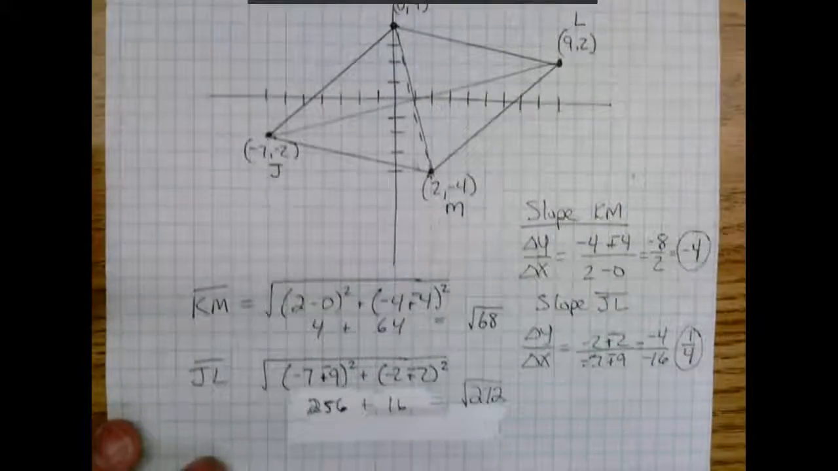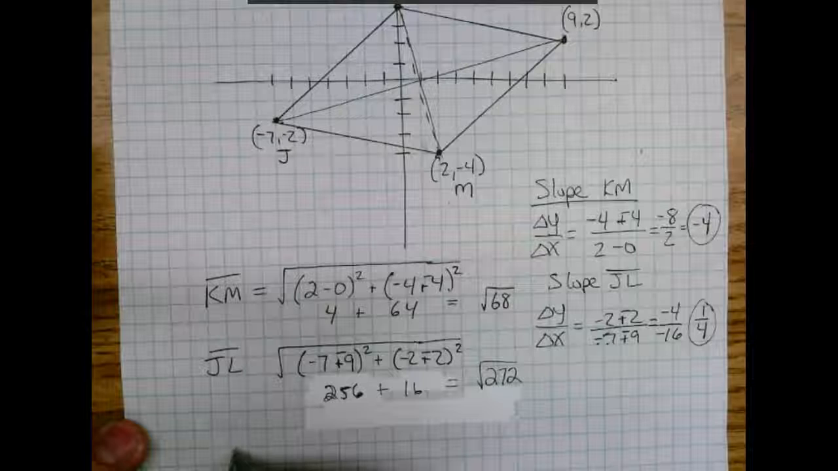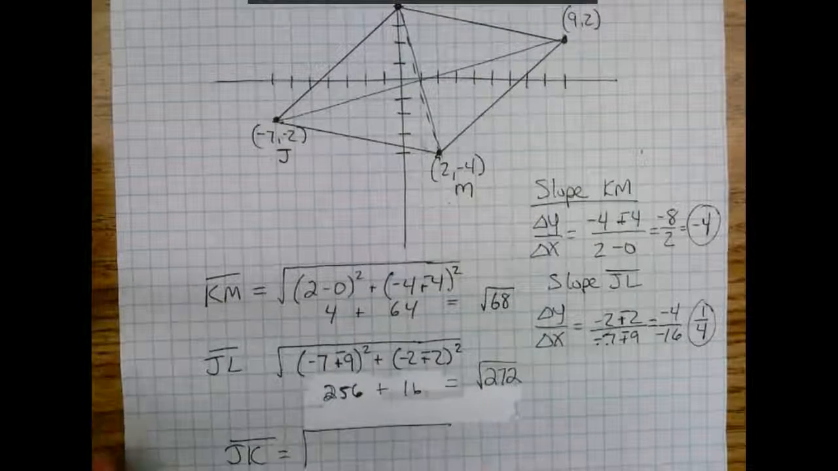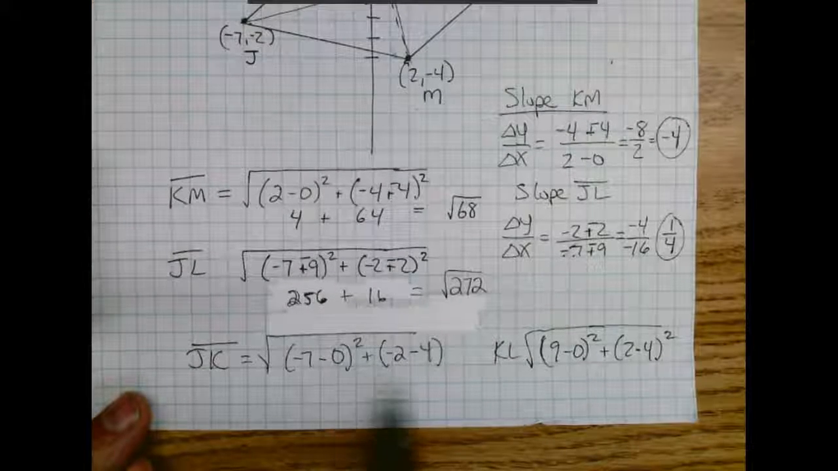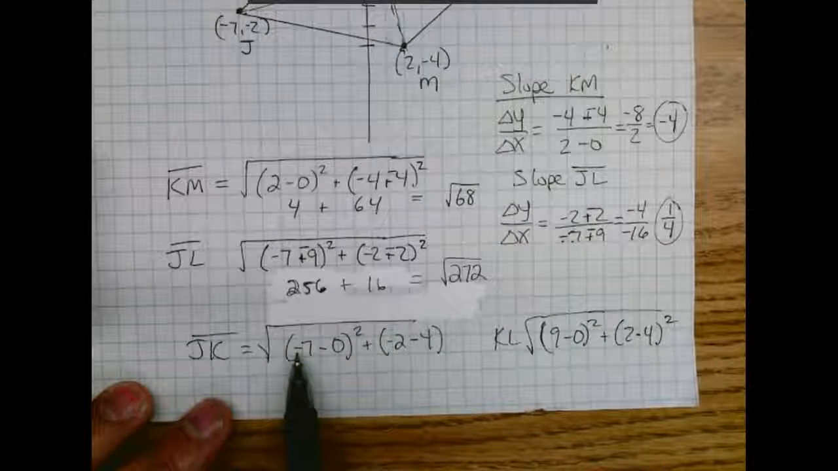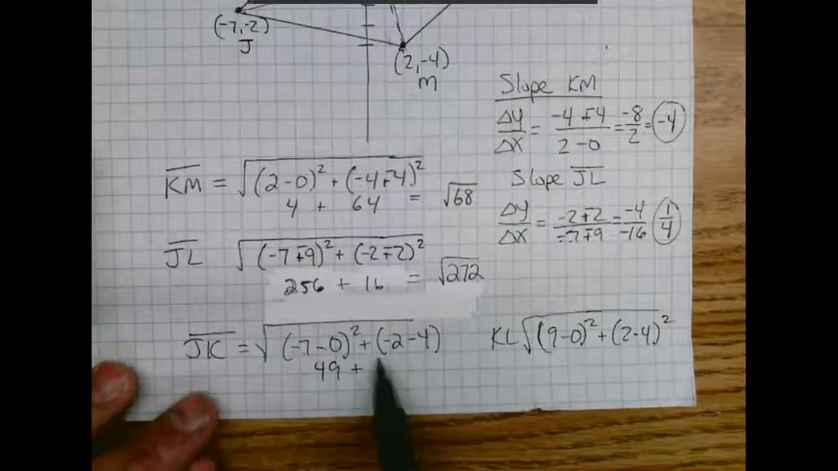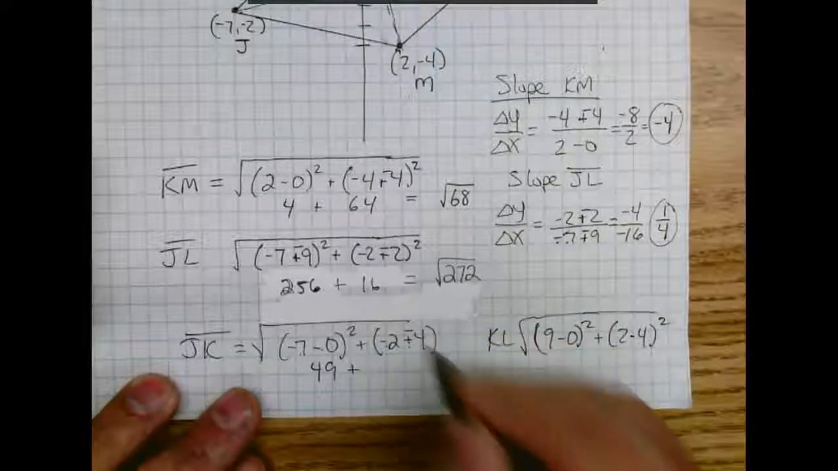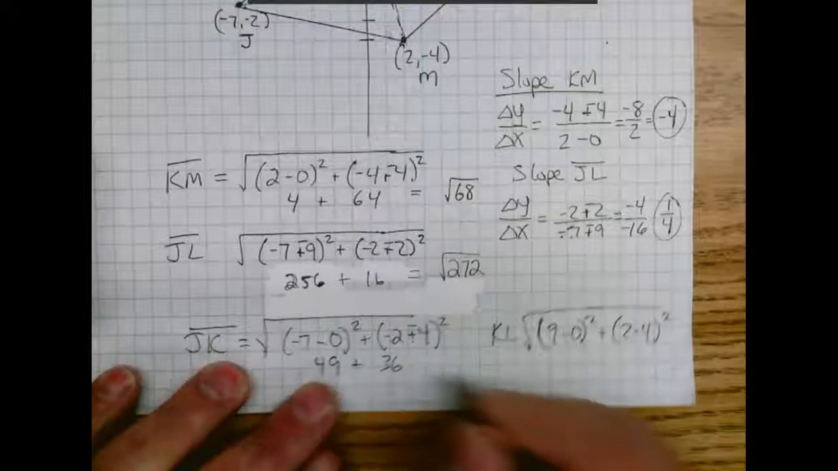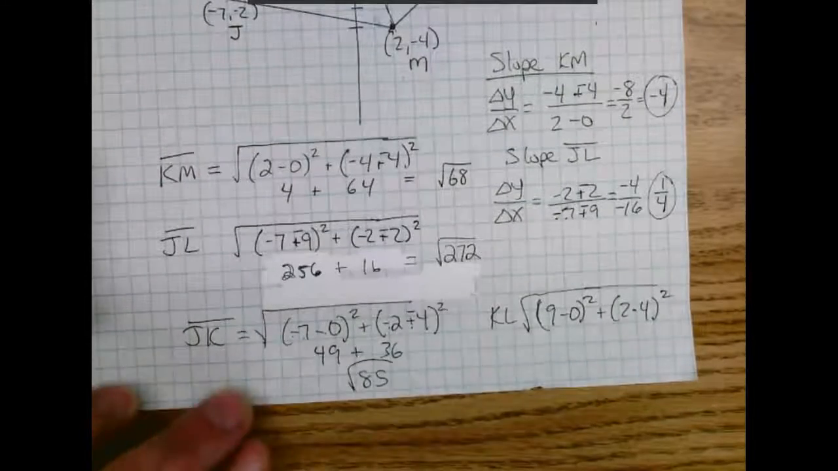So let me do that. I'll put that down here. The distance formula for JK, let me actually put these numbers in. Pause again. Okay, I got my figures written in here. From J to K, I'm just going to do the distance formula. Negative 7 minus 0 is going to be squared, 49. And then negative 2 minus 4, negative 2 plus 4 is negative 6 squared, 36. So that's going to give me the square root of 85.